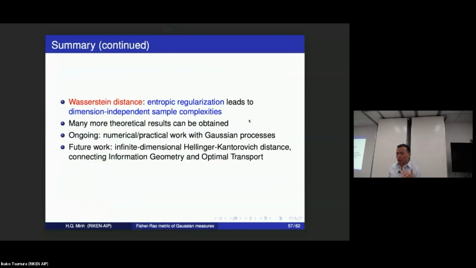A lot of theoretical properties can be obtained. One of the things I would like to do is generalize the Hellinger-Kantorovich distance, which at the moment is formulated only for the finite dimensional setting. I would like to consider the infinite dimensional setting because it connects information geometry and optimal transport. So thank you very much.